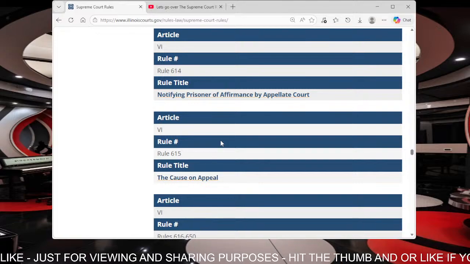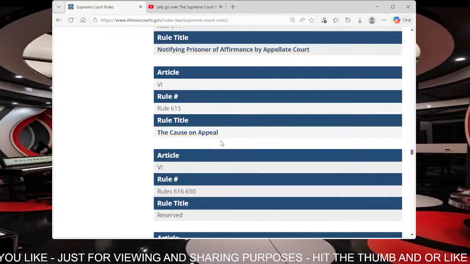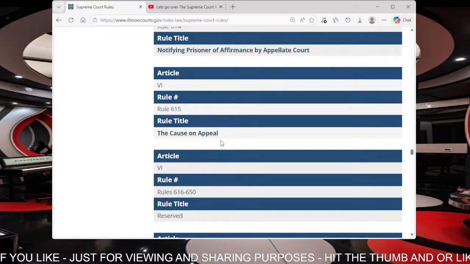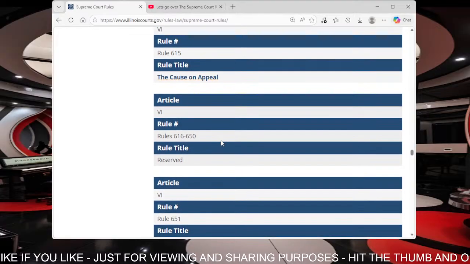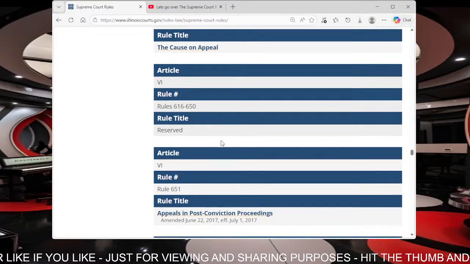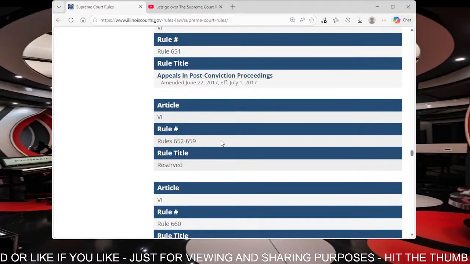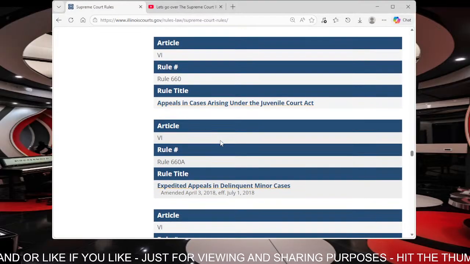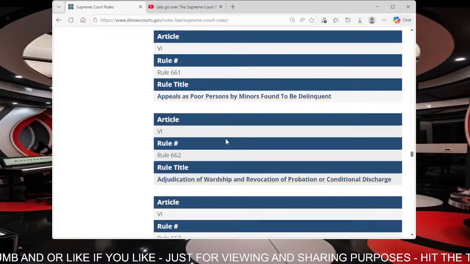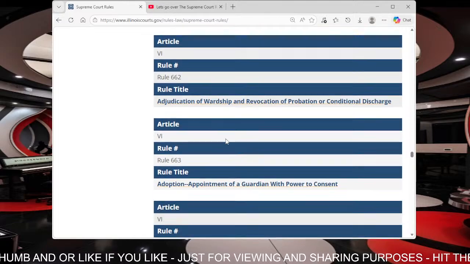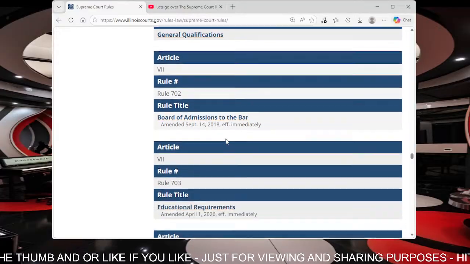614, notifying prisoner of affirmance by appellate court. Hey, your appeal has been affirmed. 615 is the cause on appeal. Appeals and post judge conviction proceedings. Okay. Yeah, this is mostly on the criminal side.